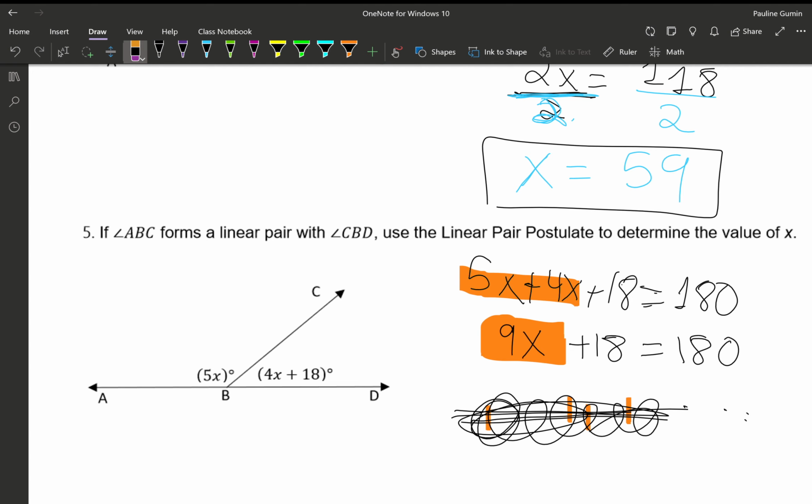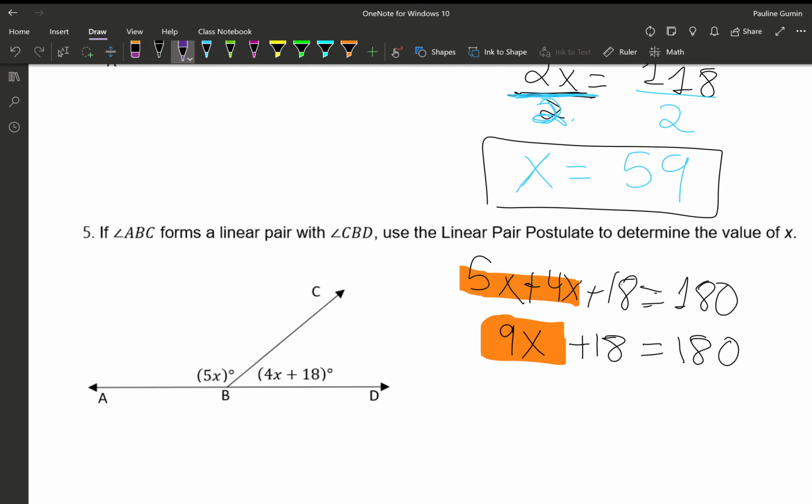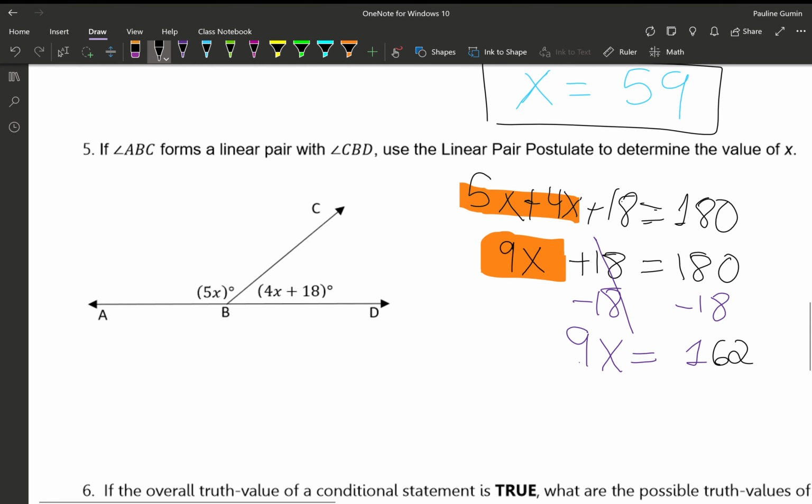Well, maybe you know exactly what the next step should be. The next step should be subtracting 18 from both sides. So let's go ahead and do that. Okay, minus 18, minus 18. When we subtract 18 from both sides, on the left-hand side, we're left with 9x. And on the right-hand side, we're left with 162. And we're going to divide both sides by 9 to finish up.